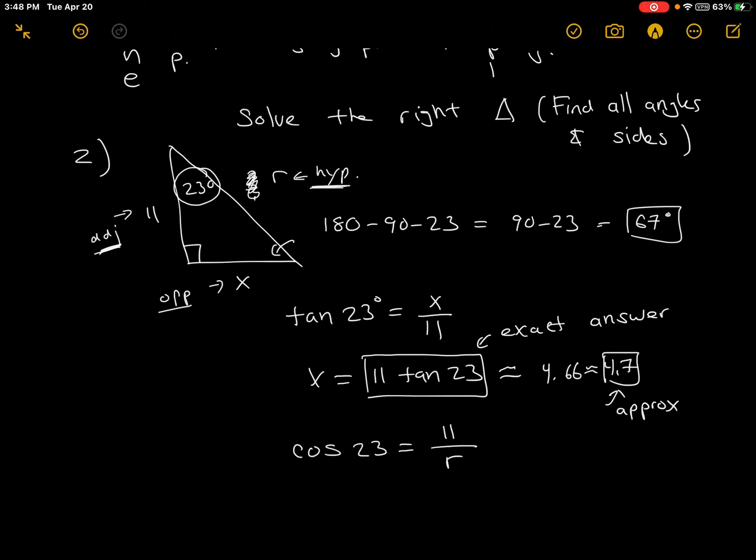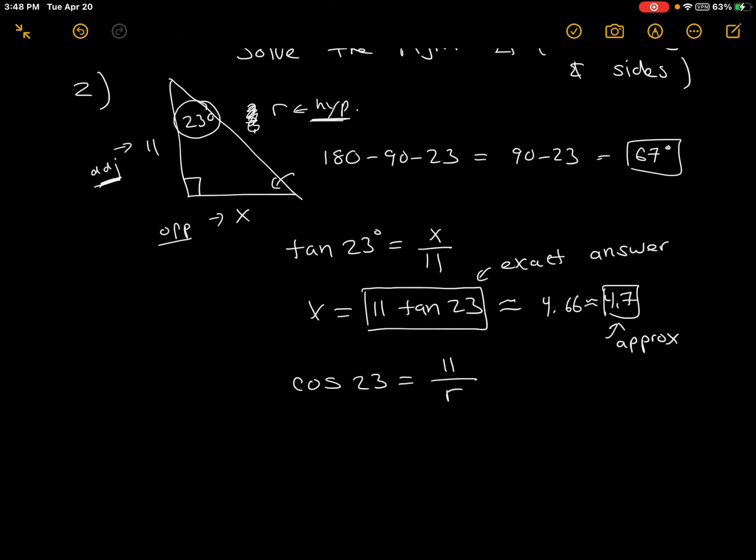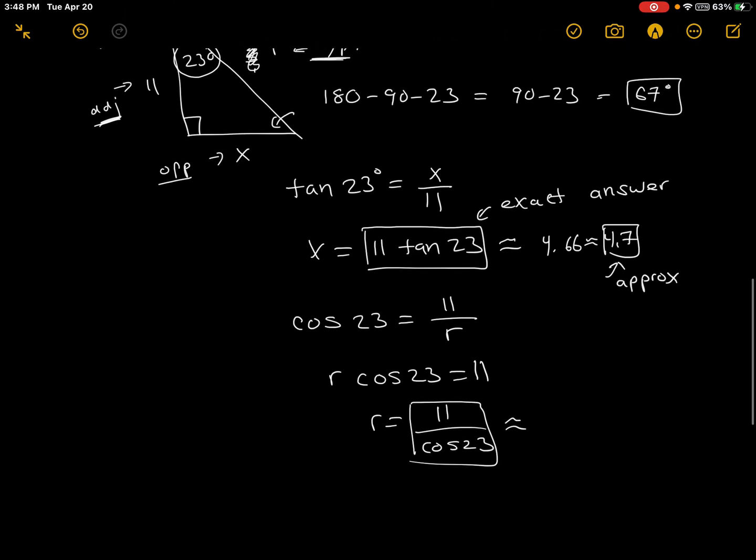And if you want to get r by itself, you have to cross multiply. R cosine 23 is equal to 11. R is equal to 11 over cosine of 23. Again, this is the exact answer. And then the approximate answer is where you enter it on your calculator. So 11 divided by cosine of 23. Make sure your calculator is in degree mode. It's approximately 11.9.